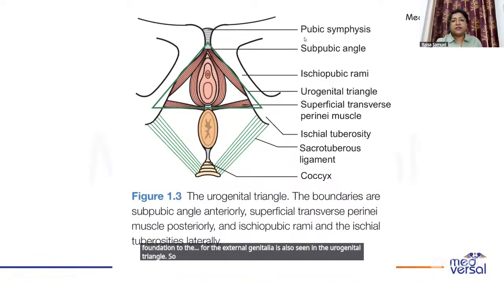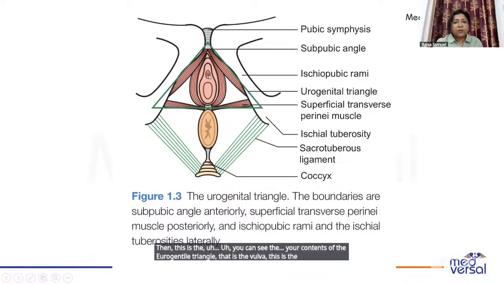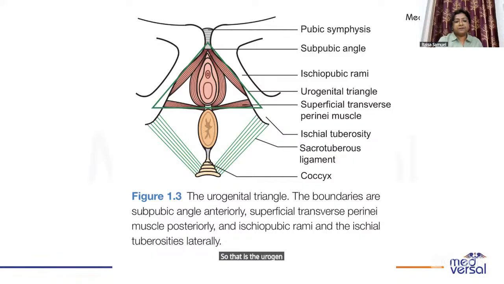Here you can see the pubic symphysis. Then you can see the contents of the urogenital triangle, that is the vulva. This is the urethral opening. This is the vaginal orifice. And this is the imaginary line that we are drawing, and this muscle is called the superficial transverse perineal muscle, which is transversing along that imaginary line. So that is the urogenital triangle.